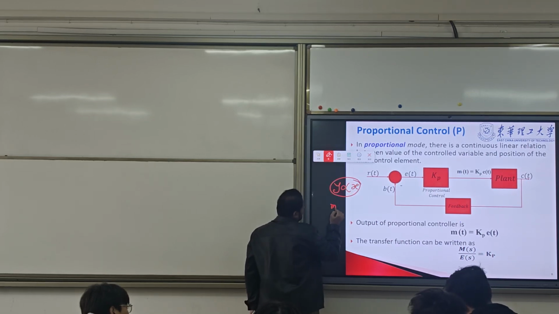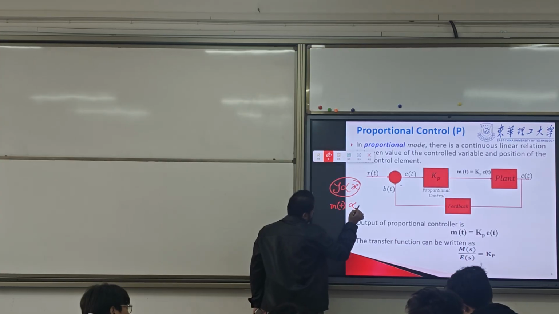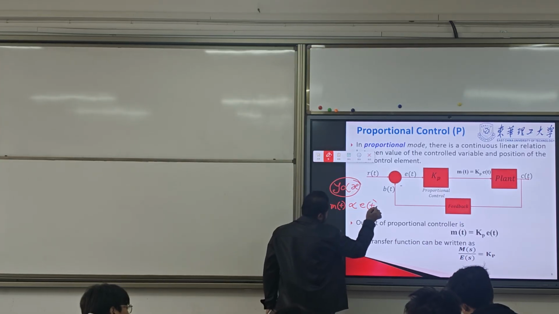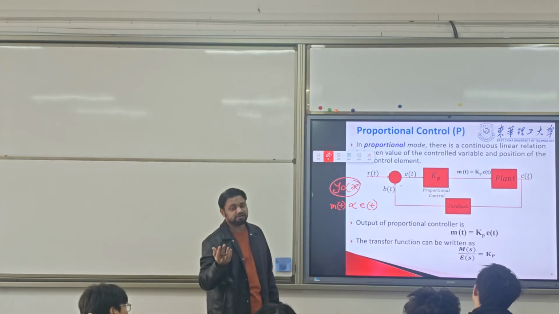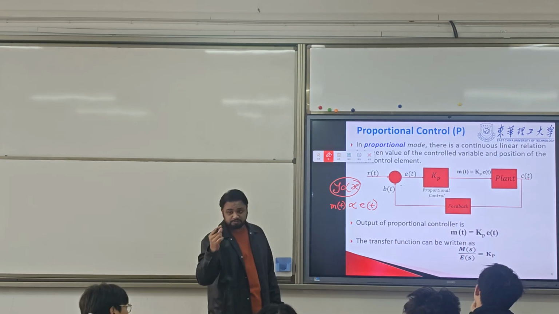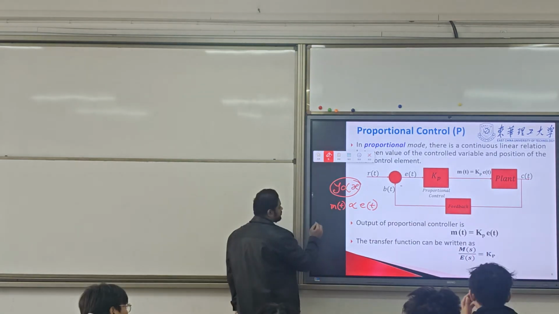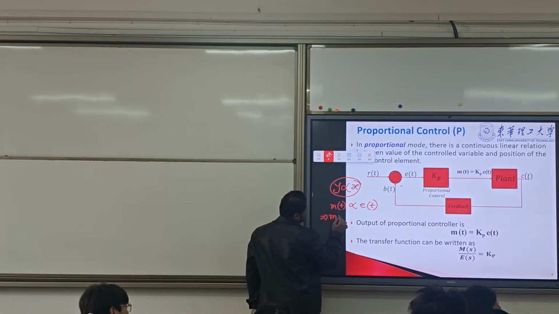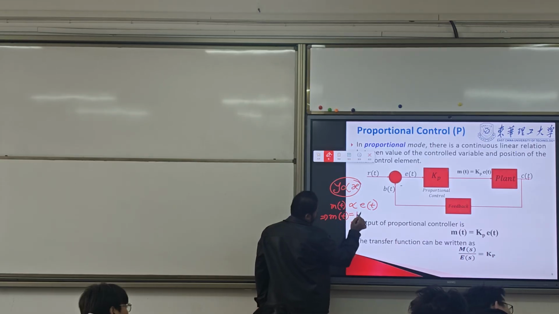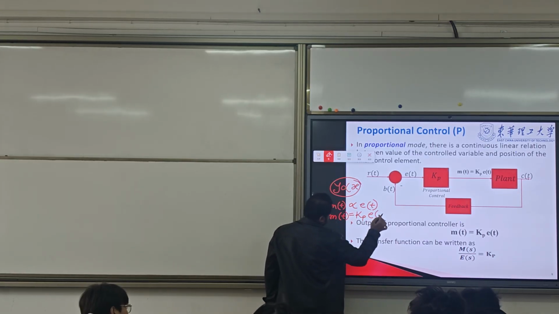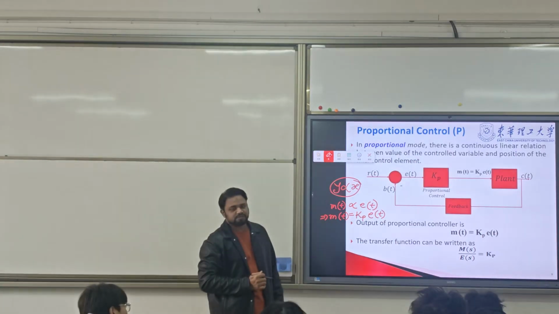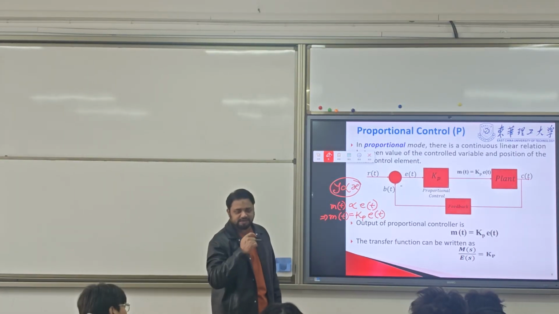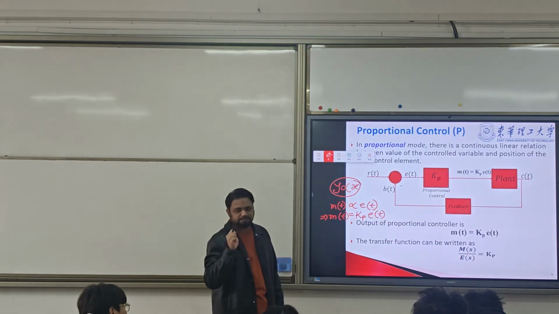That means M(t) is proportional to E(t). M(t), what is that? Output. E(t), what is that? That is controller input. So M(t) is proportional to E(t). So we can write it M(t) is equal to Kp into E(t). So what is Kp? Kp is the proportional constant value, it is fixed.